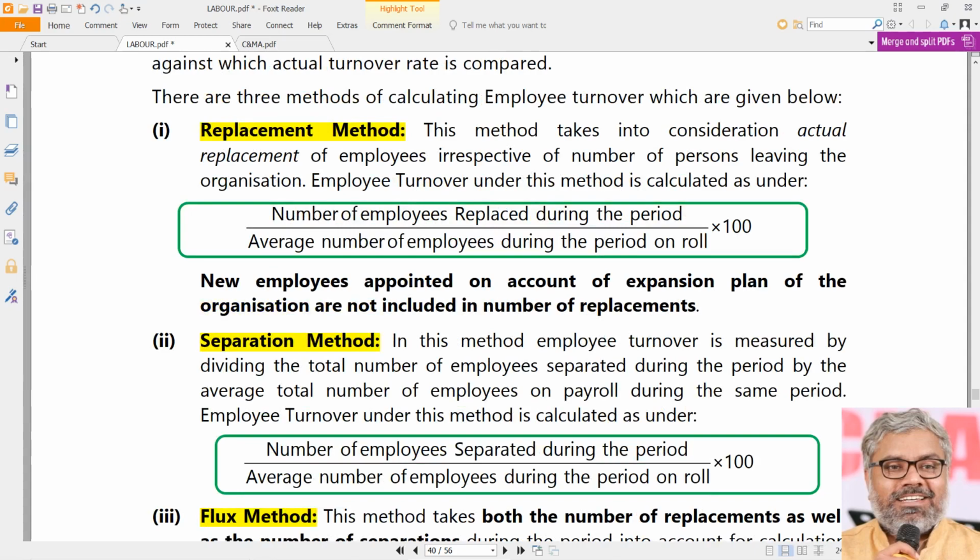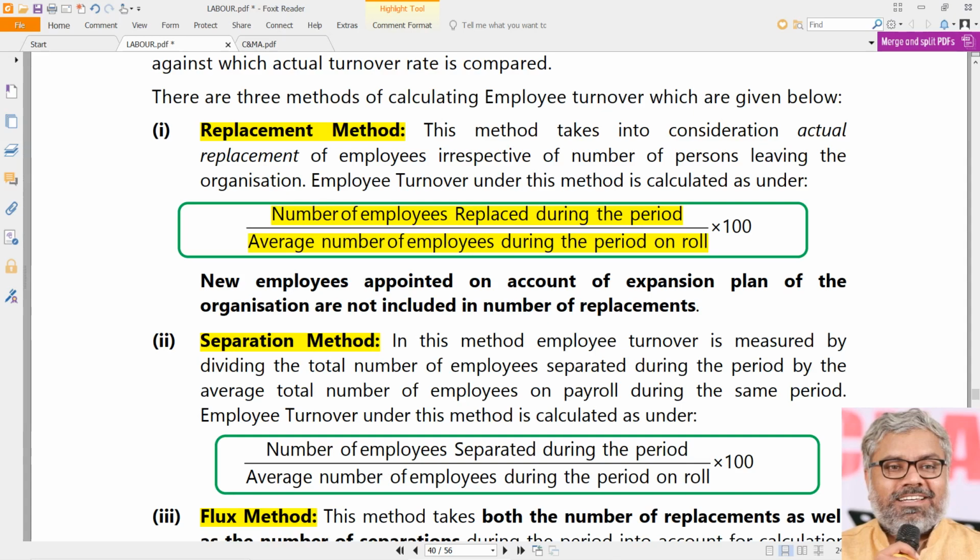So replacement method means what? Number of employees replaced during the period divided by average number of employees during the period on roll multiplied with 100. So on an average, how many employees are there during the period? On roll means on the payroll. How to get the average number of employees? Not a big deal. Opening and closing divided by 2. Means how many employees are there in the beginning of the year? How many employees are there at the end of the year? So opening number of employees plus closing number of employees divided by 2, we get average. That means we got our denominator.